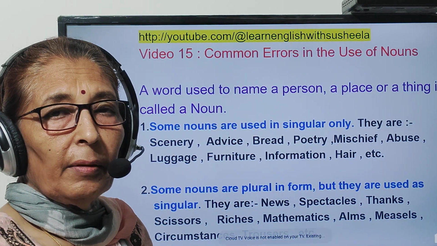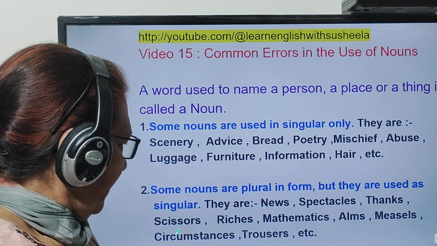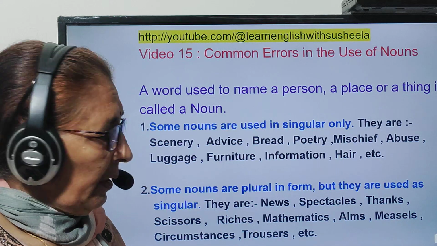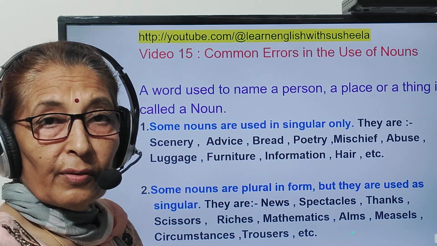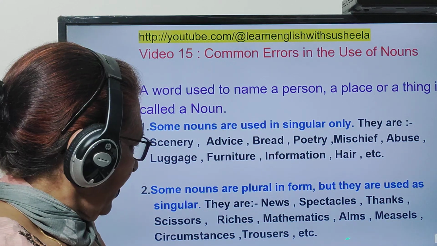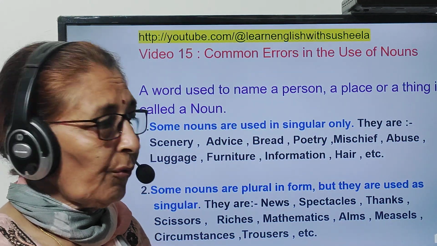Thanks. I gave him many thanks. Scissors. I need a pair of scissors. Mathematics is a difficult subject. Alms. We should give alms to the poor. Measles is a disease. Trousers. He bought a pair of trousers.